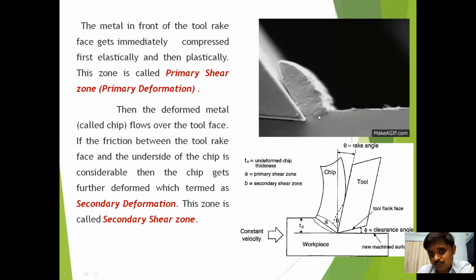If you observe this diagram, this is the workpiece and this is the cutting tool. When you move the cutting tool towards the workpiece, the material exactly in front of this cutting edge is removed from the workpiece. So this zone A is called the primary shear zone. Once the material is separated from the workpiece, that material will flow along the tool rake surface. That deformation is called secondary deformation.